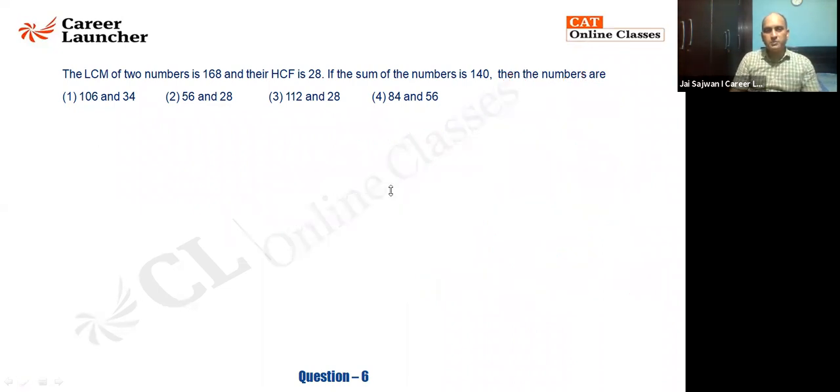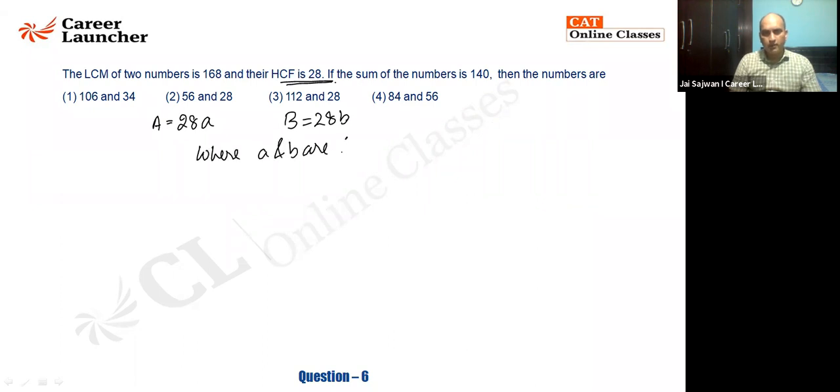Okay, everyone, please pay your attention here. There are two numbers, say A and B. The common value between the two numbers is 28 because HCF is the common value. I'll say it is 28A and this is 28B, where A and B are co-prime. Matlab, they cannot have anything common between A and B. Otherwise, the common value in 28A and 28B will not be 28. It will be 28 into that common value. I'm sure you are able to understand.